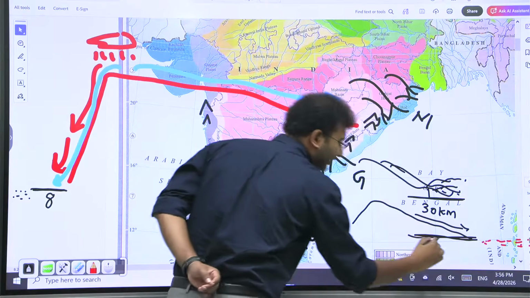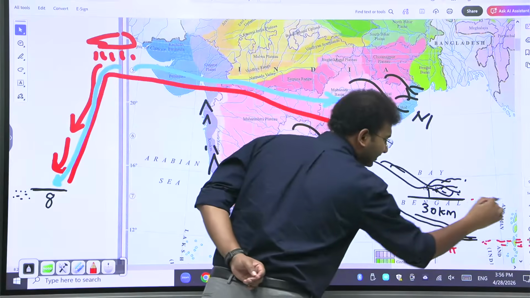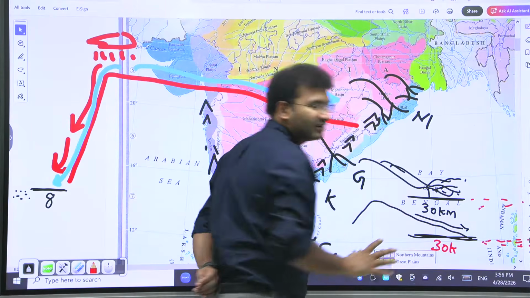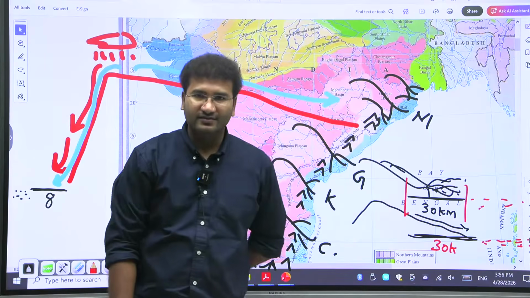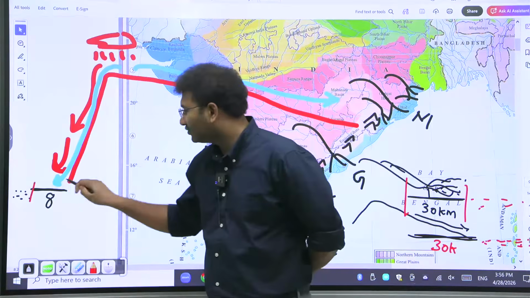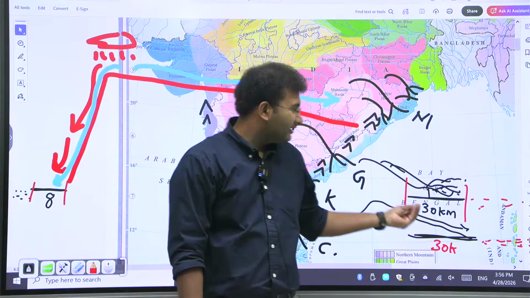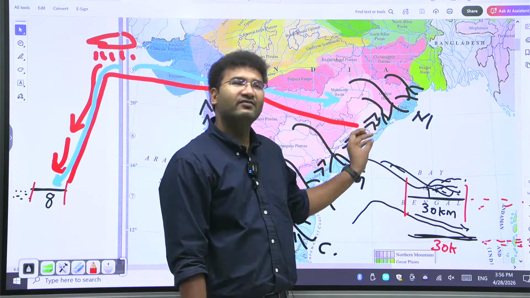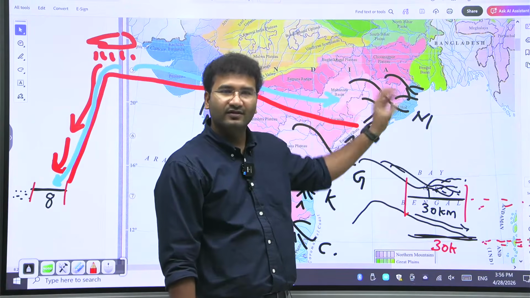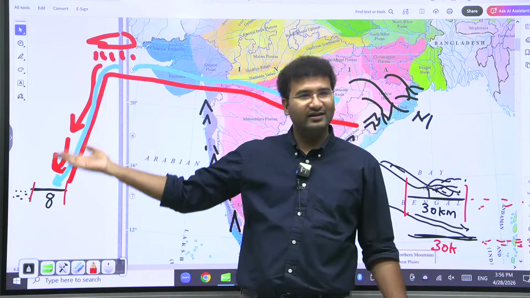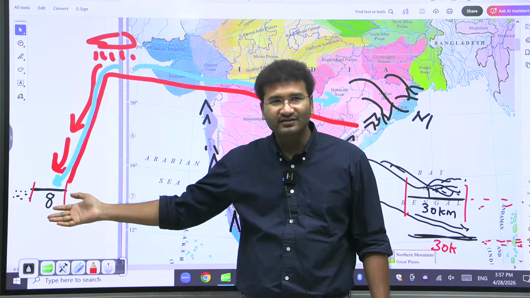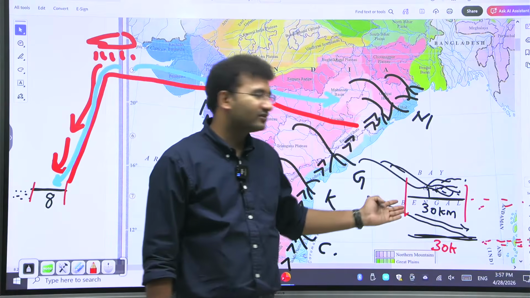But the river already has 30 kilometers of distance to settle itself. So these are called coastal plains. Now tell me, on the eastern side, will the river deposit or erode? Deposit. On the western side, the river will erode. That's why they are called erosional coastal plains. And these are called depositional coastal plains.